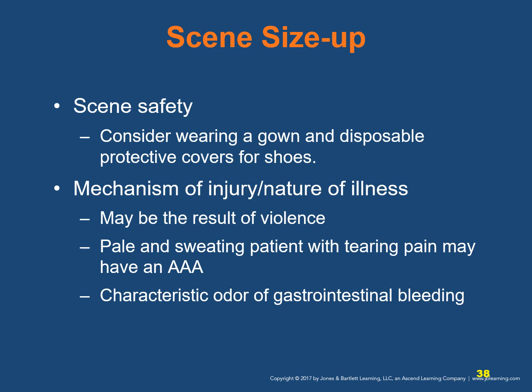Mechanism of injury or nature of illness. Acute abdomen can be the result of violence, such as blunt or penetrating trauma. So always be vigilant. Chapter 30 will concentrate on abdominal and genitourinary injuries, and it discusses abdominal traumatic injuries. A pale or sweating patient who reports tearing pain may have a AAA. Gastrointestinal bleeding often has a characteristic color.